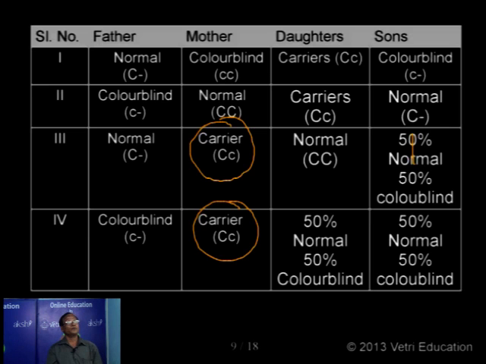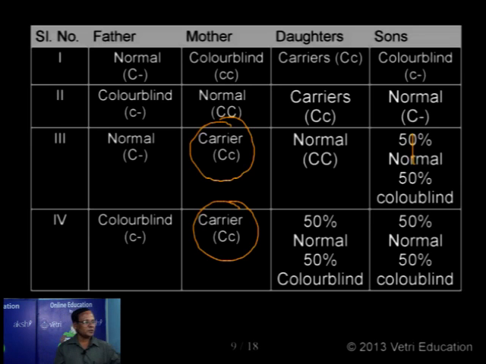Now let's go to the last one. If mother is carrier, again constant. If father is colorblind or normal, we will bother about the sons. Once we say mother is carrier, definitely in both cases there is a 50% chance of colorblindness. About the daughters, I mentioned already, if you want to know the nature of the daughter, you look at the father. Father normal, daughter normal. But in the second case, if father is colorblind, definitely 50% of the daughters will be colorblind. Out of the two, one is colorblind and the other one is normal. That normal one is always a carrier.